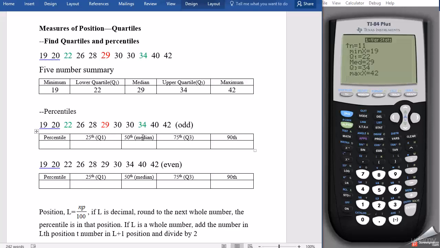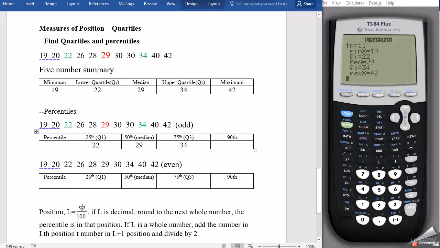Okay, so we can do this by hand, or we can do it using the TI-84 Plus. I am going to show you how to get the percentile by hand. For instance, these are the same things we did before. The 25th percentile is still Q1, which is 22. The median is still 29. And the 75th percentile, which is Q3, is still 34. Okay, now for the 90th percentile, the way we do it, we're going to use a formula here.